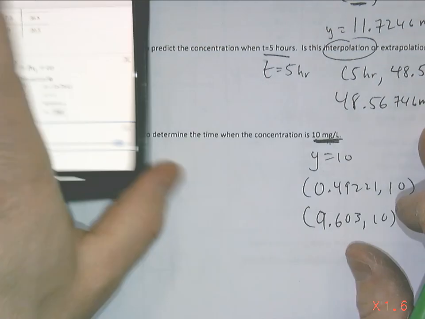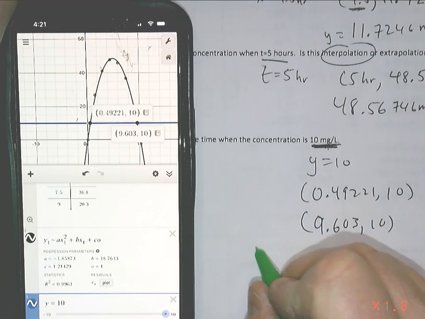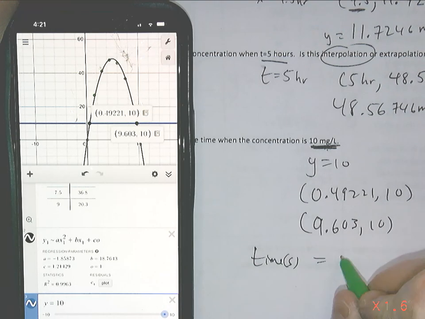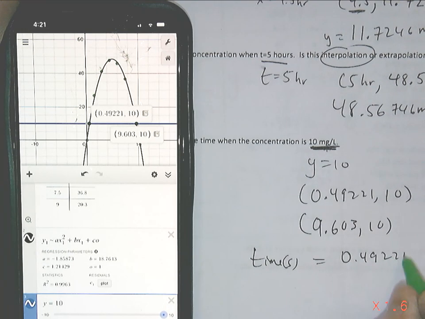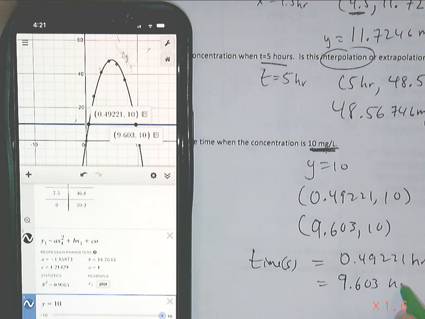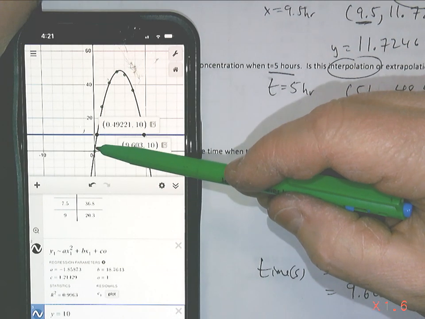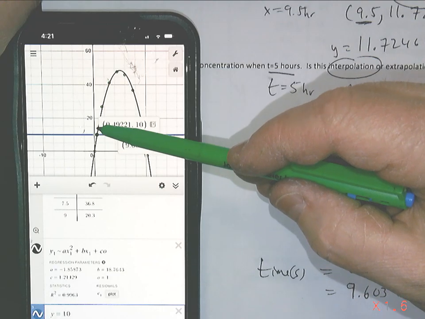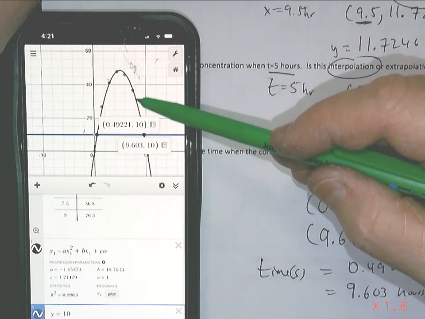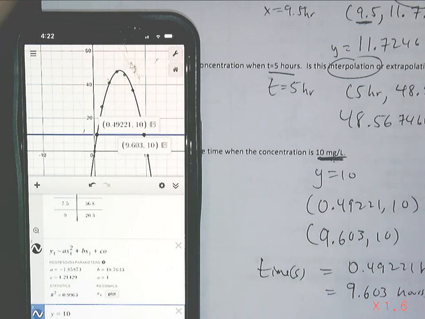So what was the question? Determine the time. So that time is 0.49221 hours and 9.603 hours. So I guess what's happening, the person takes the medication, their blood concentration goes up, hits that point, then it goes higher, then as it's coming down, as it's not in their system, they're peeing it out or excreting it out or sweating it out, whatever happens. Kidney function, all that kind of stuff uses it, it's down to 10.